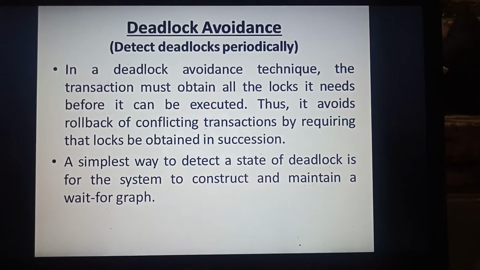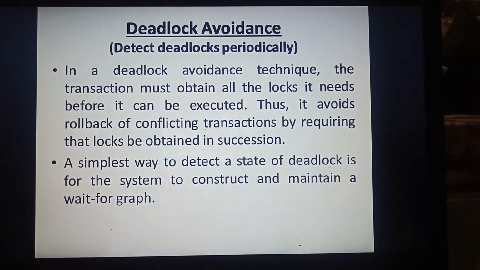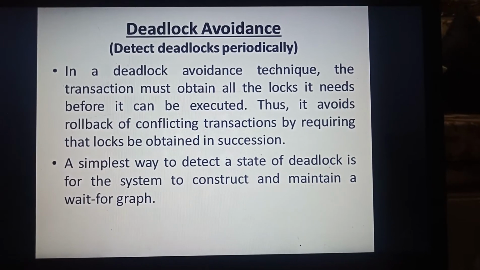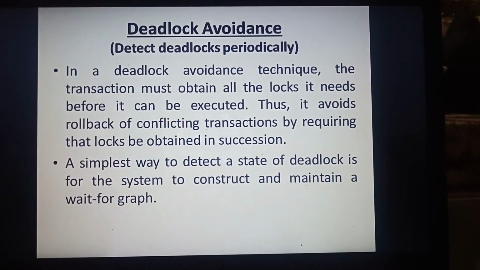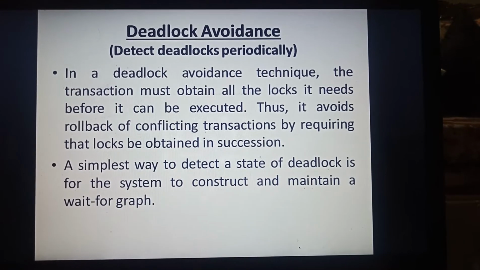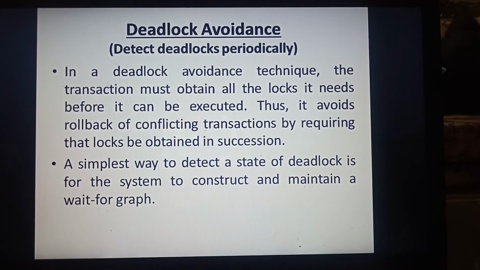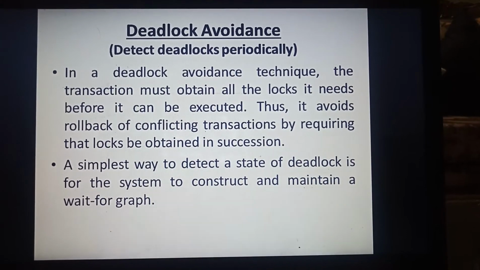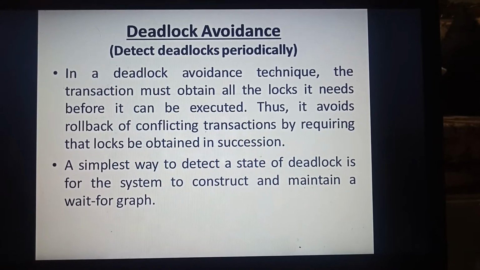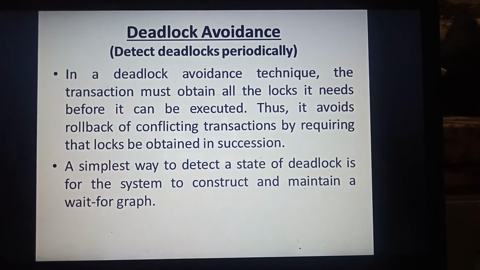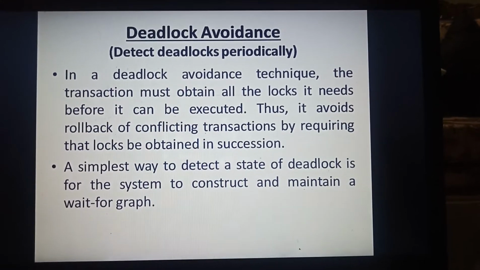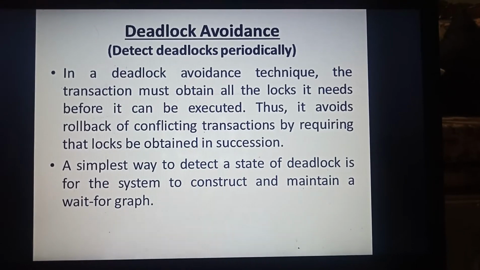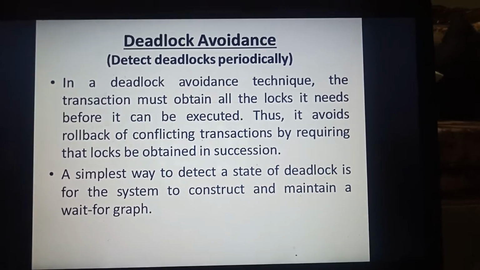Now, in the deadlock avoidance technique, the transaction must obtain all the locks it needs before it can be executed. Thus, it avoids rollback of conflicting transactions by requiring that locks be obtained in succession. The simplest way to detect a state of deadlock is for the system to construct and maintain a wait-for graph. So, deadlock avoidance is done with the help of a wait-for graph.